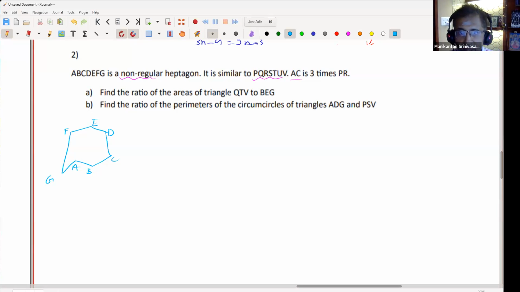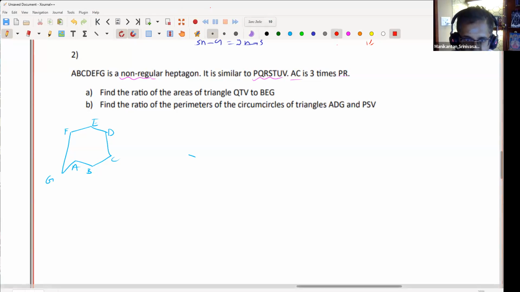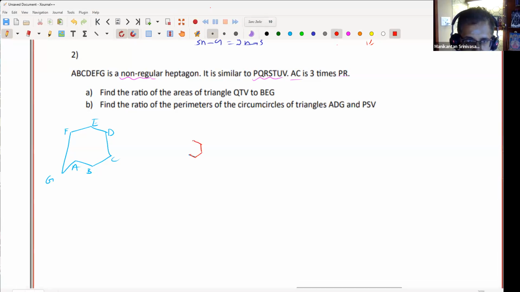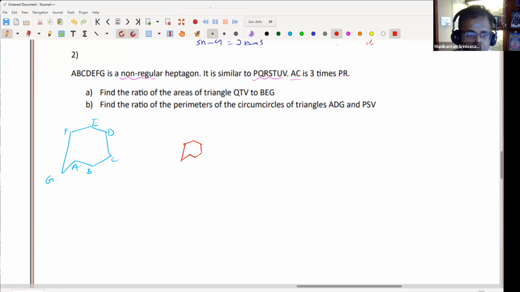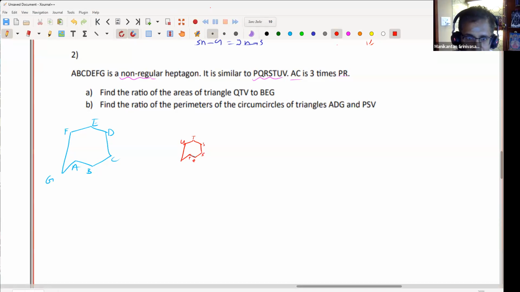Now this is similar to another PQRSTUV. So I'll just draw, which is AC is 3 times PR. So this is going to be a smaller one, the same shape. Again, you don't have to draw all this. I'm just taking time to draw so that you guys are following. So I'll just draw a similar shape. P starts here, P, Q, R, S, T, U, V.